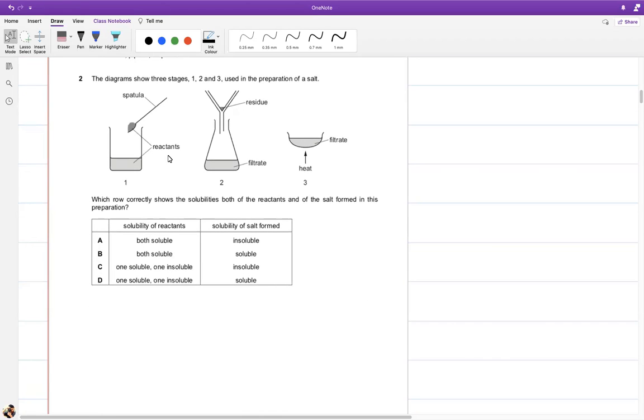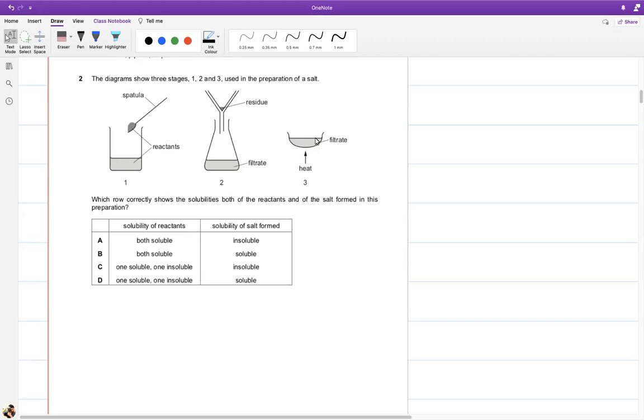Anyways, the diagram shows 3 stages, 1, 2, and 3. What's happening here? In the first one, they're dissolving it. In the second one, they're filtering. And in the third one, they're evaporating. All right. Which row correctly shows the solubilities both of the reactants and of the salt formed in the process? Okay, so what are they doing?